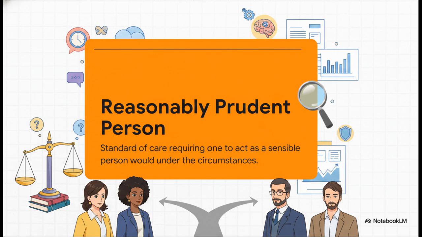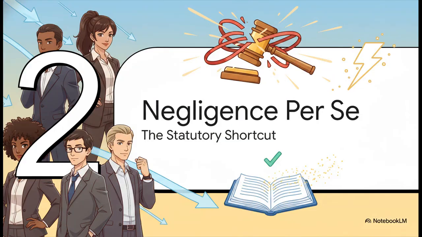Did they use the right amount of caution? Did they weigh the risks properly? It leaves a ton of room for debate. And that is exactly why lawyers are always hunting for a much firmer alternative. Moving on to Part 2, negligence per se defined.